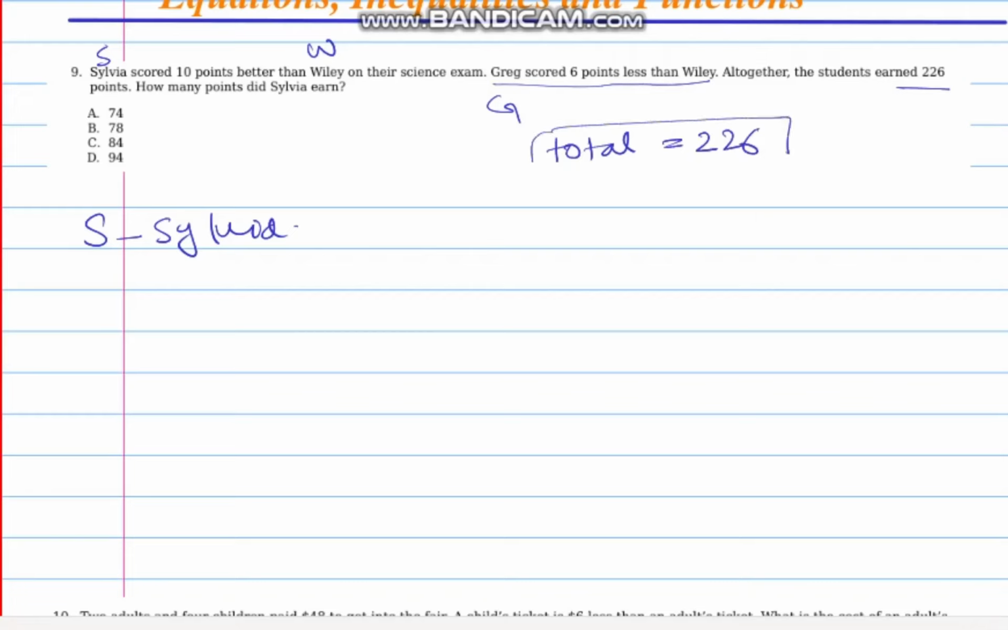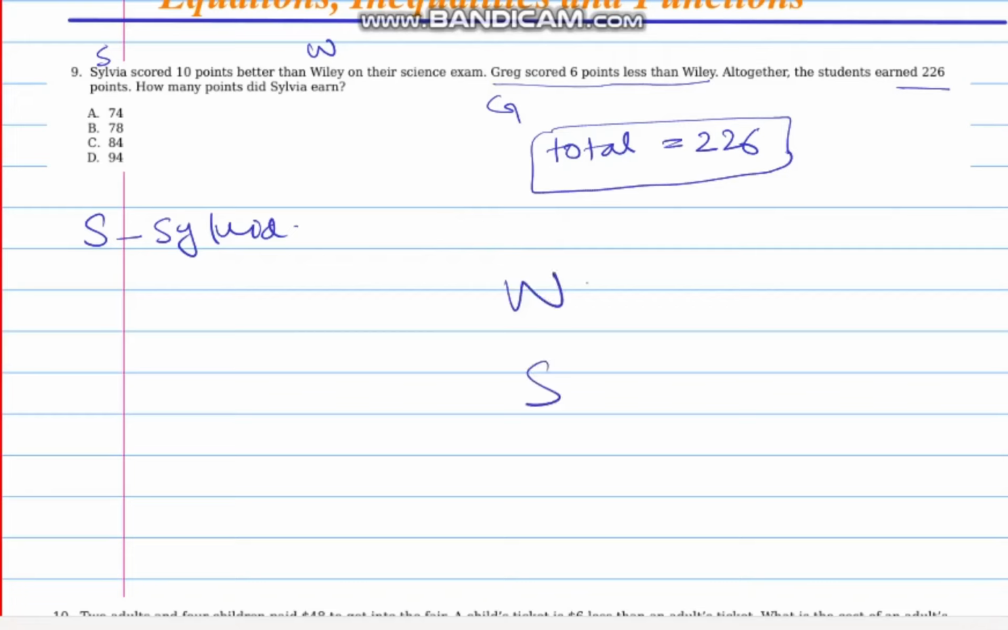So please, dear students, let me write one thing again. Basically, Salvia scored 10 points better than Ville, which means Salvia's score is Ville's score plus 10. Let me write like this. So this is the Ville score, and this is the Salvia score.